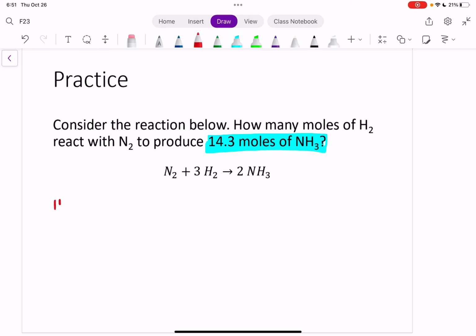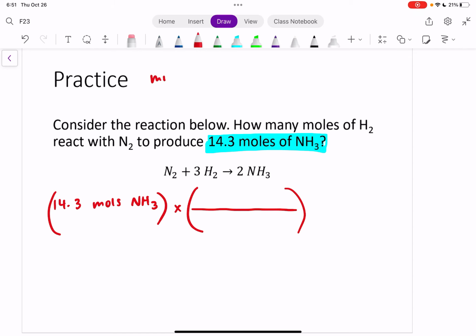So that's going to be our first kind of train track. And then what comes next is going to be some kind of conversion factor. Now, we want to get from moles of NH3 to what? What's our goal here? Moles of H2. How many moles of H2 do I need to react with N2 to produce 14.3 moles of NH3?